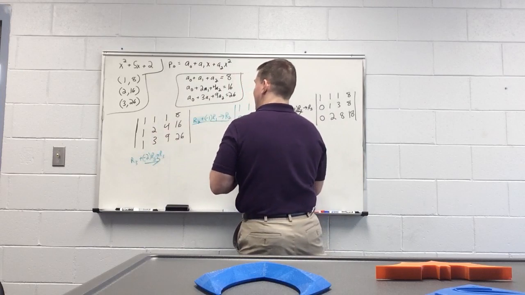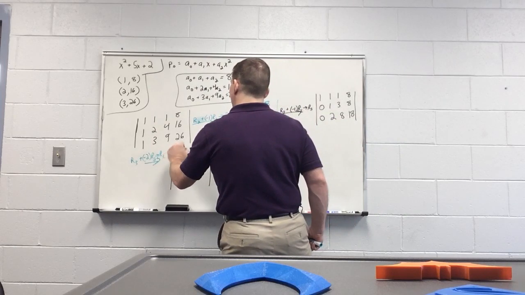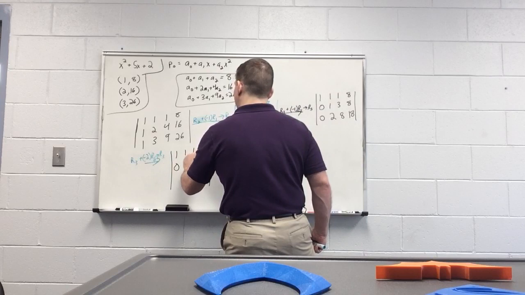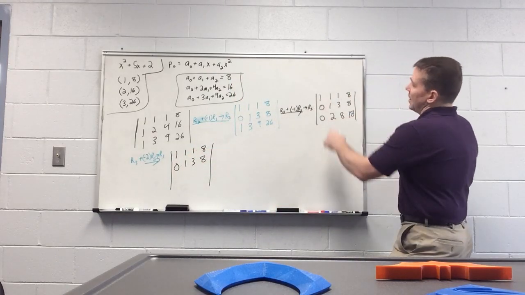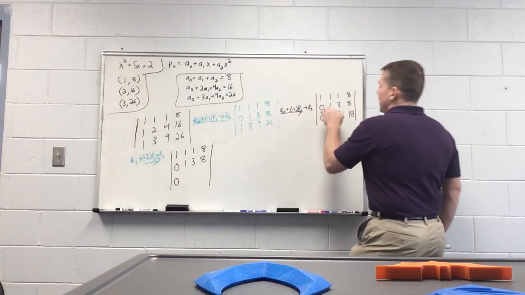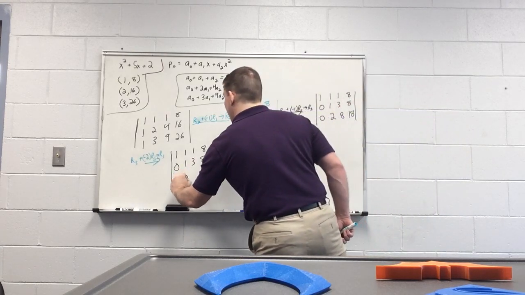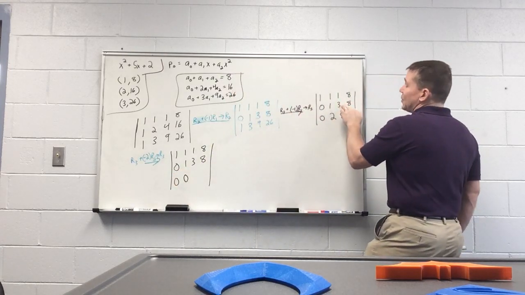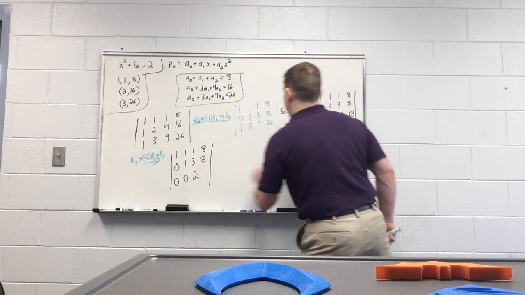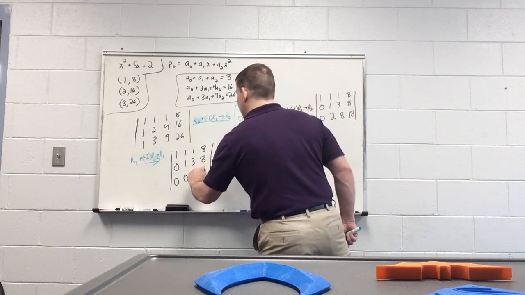Make this a little bit bigger. And again, first row stays the same, 1, 1, 1, 8. Second row stays the same, 0, 1, 3, 8. Now 0 times -2 is 0 plus 0 is 0. -2 times 1 is -2. -2 plus 2 is 0. -2 times 3 is -6 plus 8 is 2. -2 times 8 is -16. 18 minus 16 is 2.